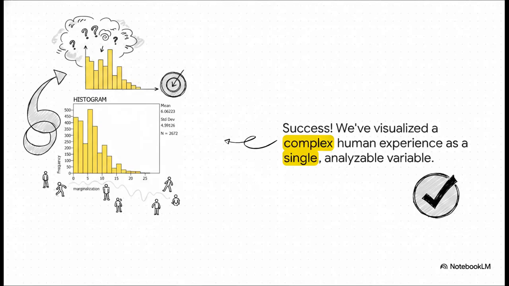And this is what it all leads to. This histogram is a picture of our brand new marginalization scale. We have successfully taken a complicated, messy human experience and turned it into a single variable we can actually see and analyze. You can see the story in the data right away. Most people are clustered at the low end, reporting fewer experiences. But there's that long tail of folks who experience these things much, much more often.